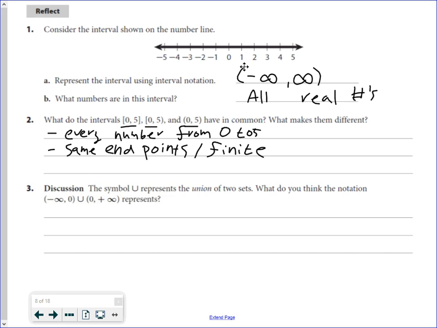But what makes them different is whether the endpoints are included or not. So what makes them different? We'll do that in red. If endpoints are included or not.